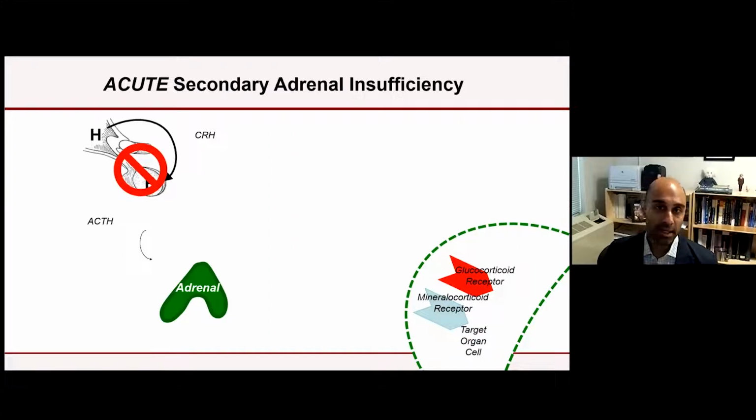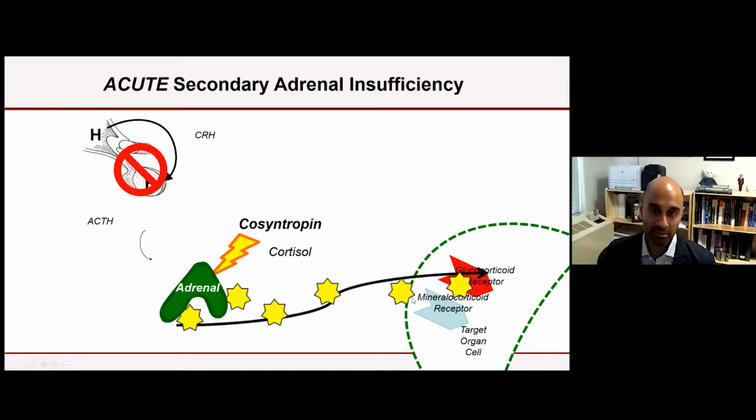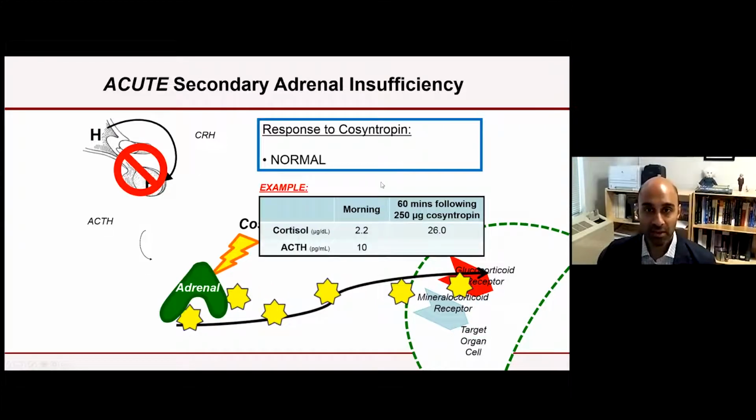In acute secondary adrenal insufficiency, where the deficiency of ACTH has been short-lived, days or a few weeks, an exogenous cosyntropin challenge will result in a robust cortisol production, okay? Because the adrenals are fine. So typical labs of acute secondary adrenal insufficiency are a low morning cortisol and inappropriately low ACTH. So this designates secondary adrenal insufficiency, but a robust response to exogenous cosyntropin. That tells you that this ACTH deficiency has only been going on for a short period of time.